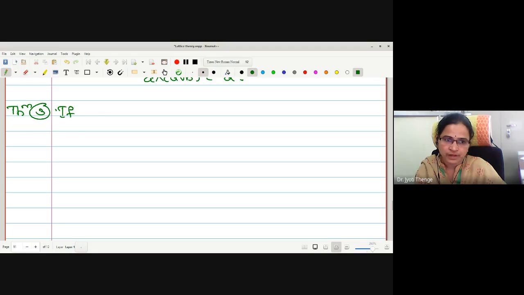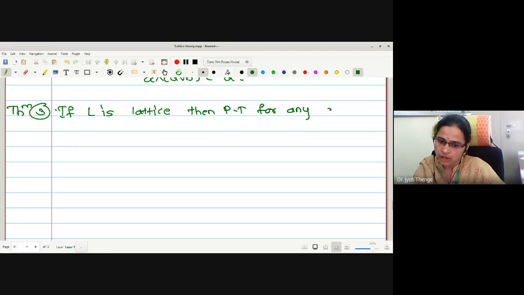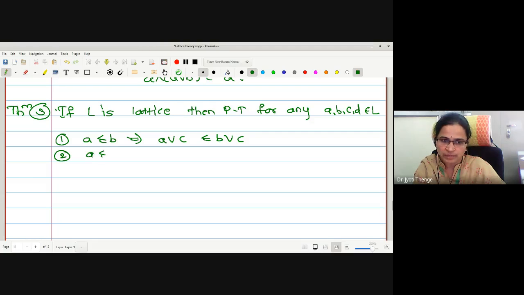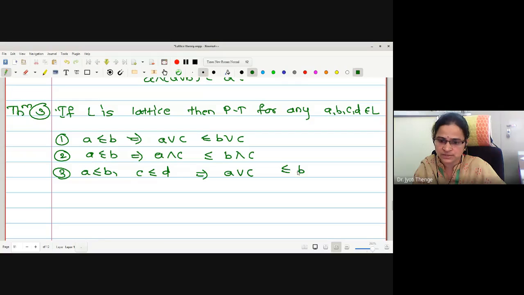The theorem says that if L is a lattice, then prove that for any A, B, C, D belonging to L: First, A precedes B implies A join C precedes B join C. Next, A precedes B implies A meet C precedes B meet C. Third, A precedes B and C precedes D implies A join C precedes B join D. Fourth, A precedes B and C precedes D implies A meet C precedes B meet D.